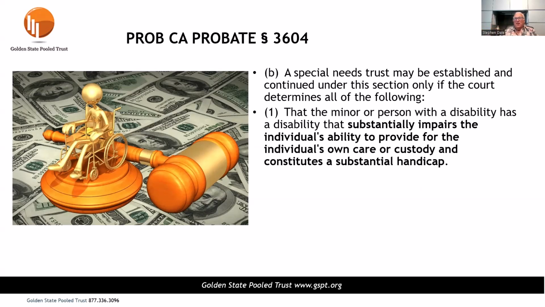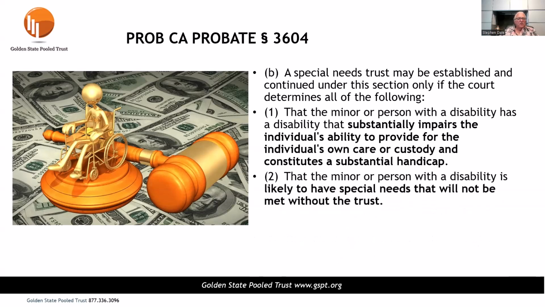The court is probably going to want to know a little bit more. A couple places you can get that information. Oftentimes, if it's a major case, there's probably going to be a care plan that had been developed here. There's stuff you can lift there. There's stuff normally you can lift out of the petition here. But once again, you have to show there's a substantial impairment for the person to provide for their own care. Number 2, that the minor or the person with a disability is likely to have special needs that will not be met without the trust.